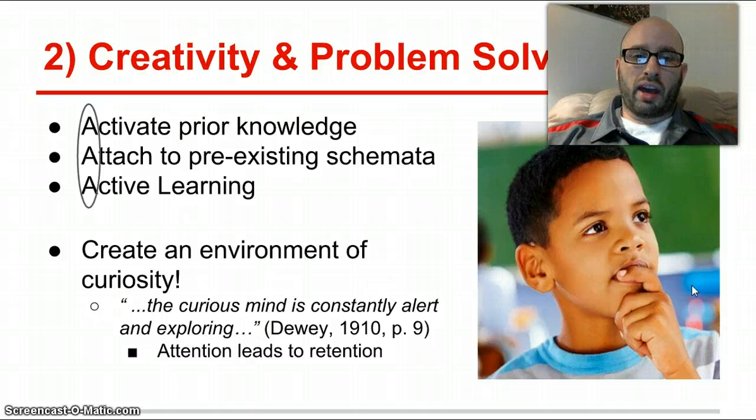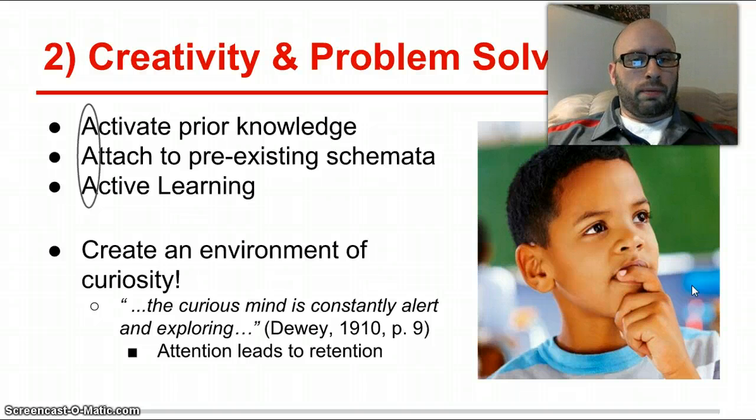So once I have a baseline of what they know, I introduce concepts and attach them to pre-existing schemata. And the other thing that I strive to do is really to foster or facilitate active learning in my class. If I'm the only one talking or lecturing, I'm probably not being very effective, and students probably aren't learning as deeply as I want them to.